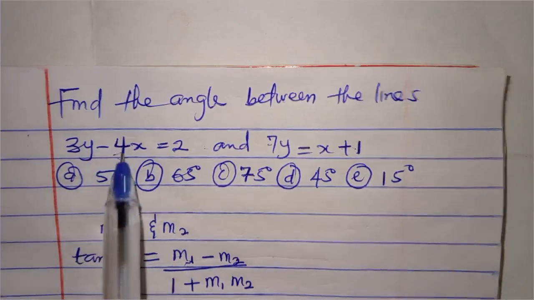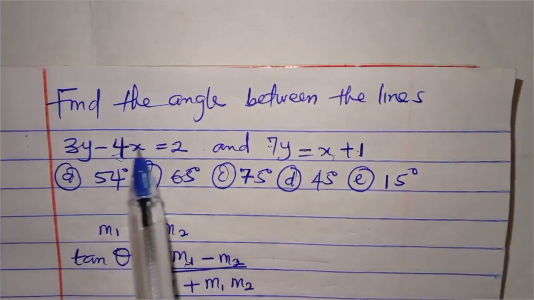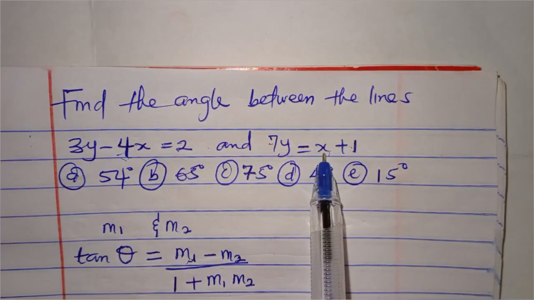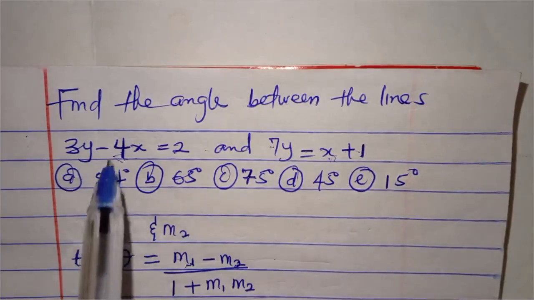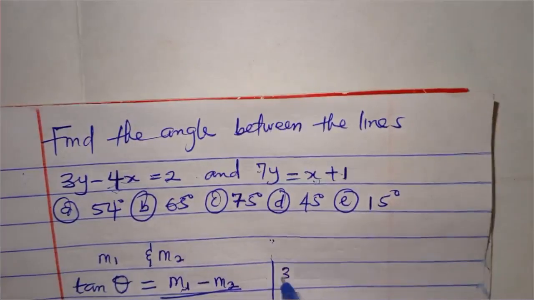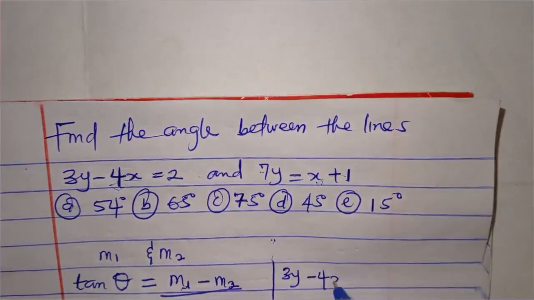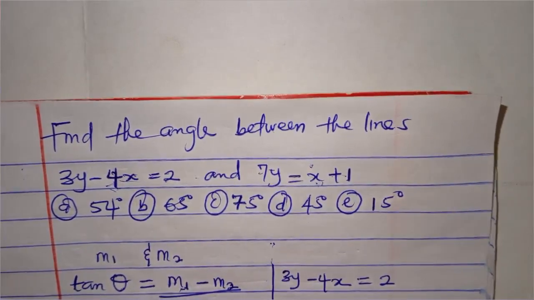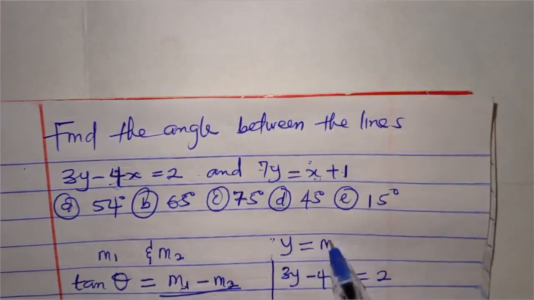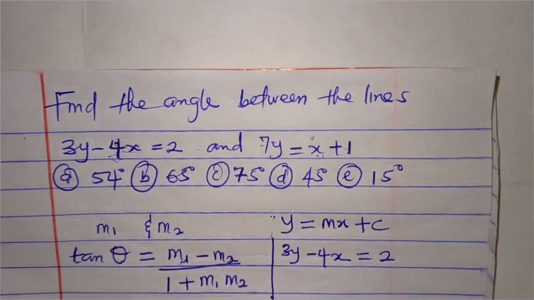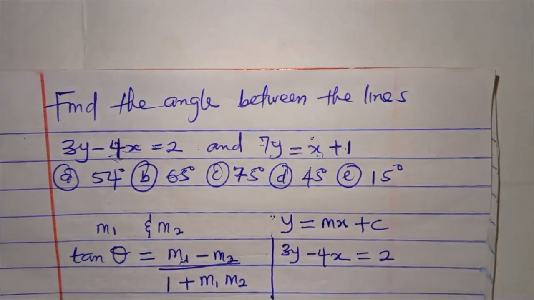Now, what is the gradient of this line and what is the gradient of this line? We are taking the gradient of this first line as m1 and the gradient of this second one as m2. So the question is, what is the gradient of each of these lines? Now, for the line 3y minus 4x equal to 2, we can write each of these two lines in the gradient intercept form of the equation of a straight line, which is y equal to mx plus c. So to do that, we are going to make y the subject of the formula.